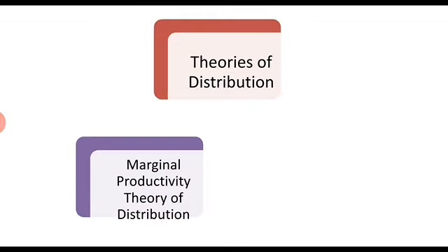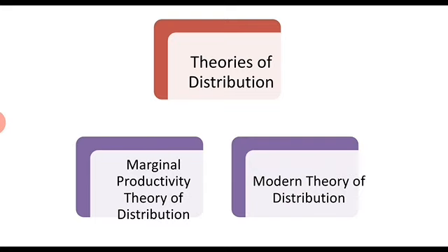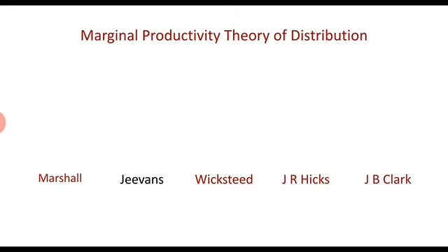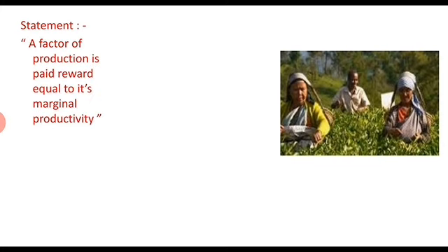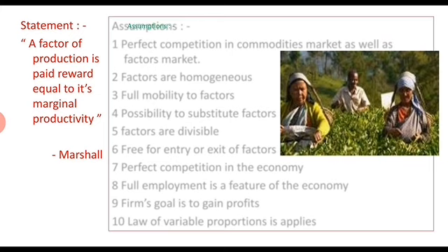The theories of distribution are broadly classified into two types: marginal productivity theory and modern theory of distribution. Marginal productivity theory of distribution is developed by Alfred Marshall, G. Stigler, Wicksteed, J.R. Hicks, and J.B. Clark. It is more developed by J.B. Clark. Statement of the law or theory: a factor of production is paid reward equal to its marginal productivity, as defined by Marshall.